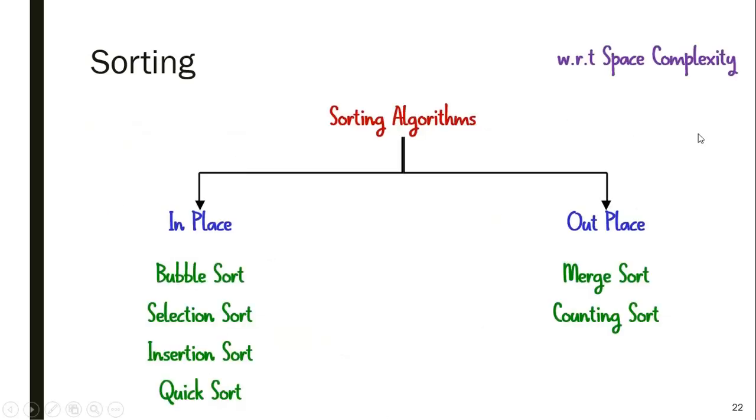So with respect to space complexity, we have some in-place sorting algorithms like bubble sort, selection sort, insertion sort, and quick sort, and out-of-place ones like merge sort and counting sort. There is a version of merge sort that is in fact in place, but usually it is applied as an out-of-place sorting algorithm.